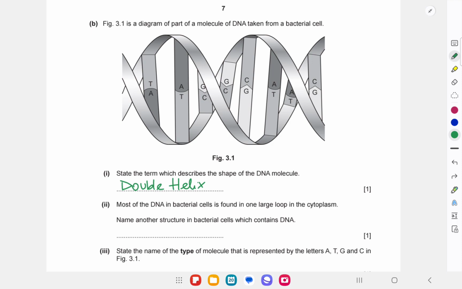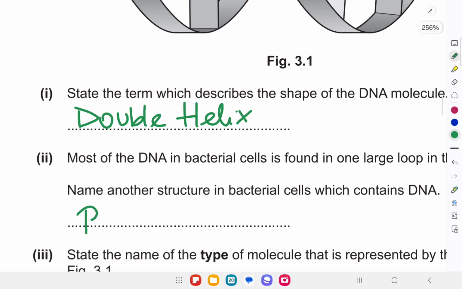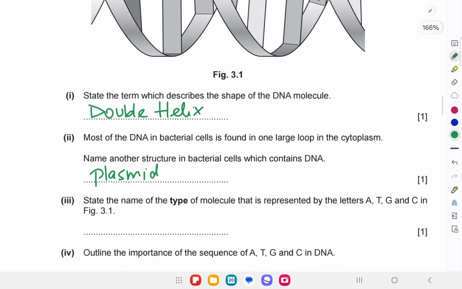Most of the DNA in bacterial cells is found in one large loop in the cytoplasm. Name another structure in the bacterial cells which contain DNA. It's obviously plasmid. Again, any other answer rather than this wouldn't be accepted.